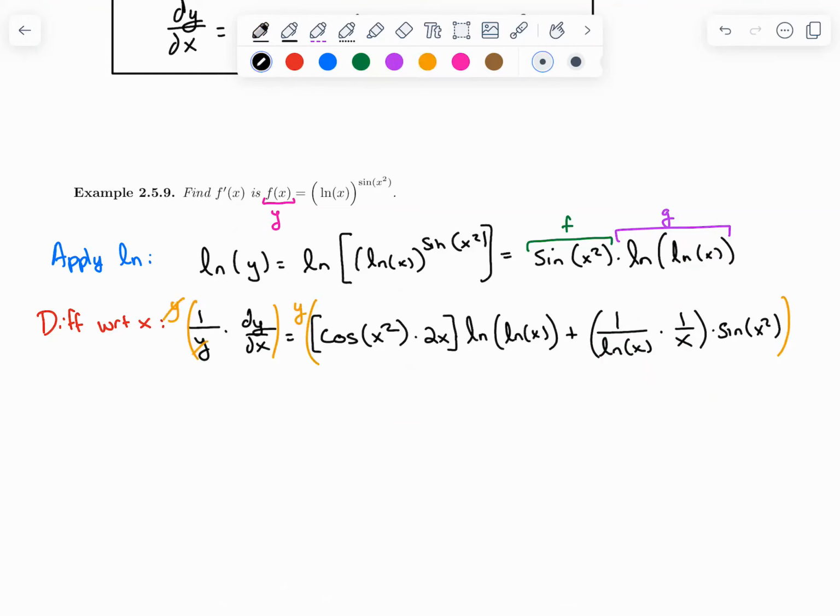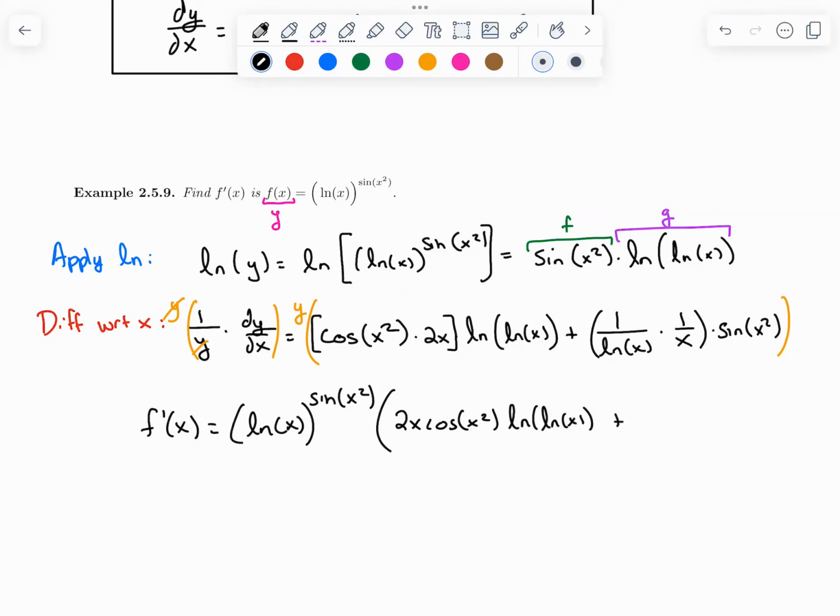And then we're going to multiply both sides by y. That cancels on the left, and we get our final answer, which is dy/dx, which we're actually going to rewrite now as f prime, equal to ln of x to the sine of x squared times 2x cosine of x squared times natural log of x plus sine of x squared over x times ln of x.